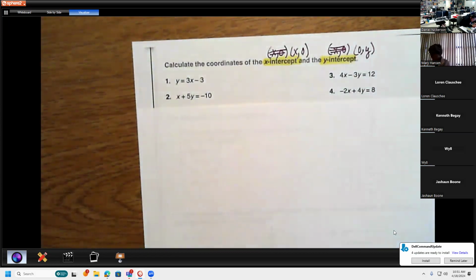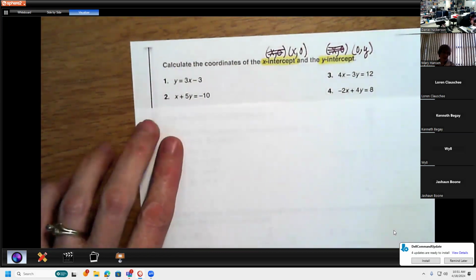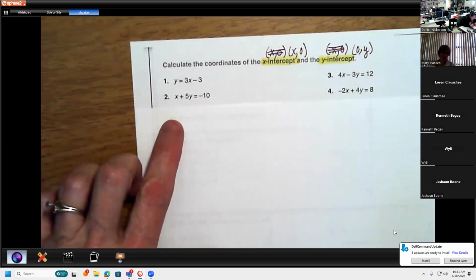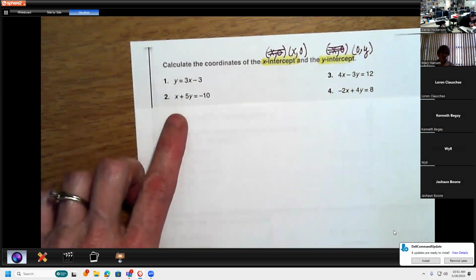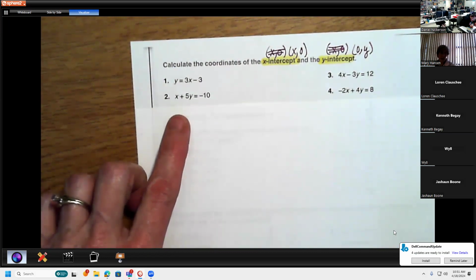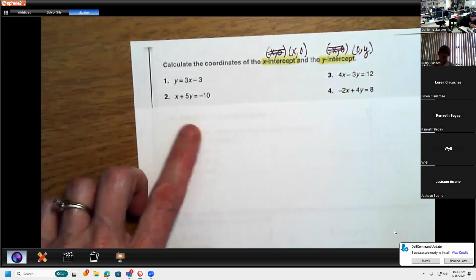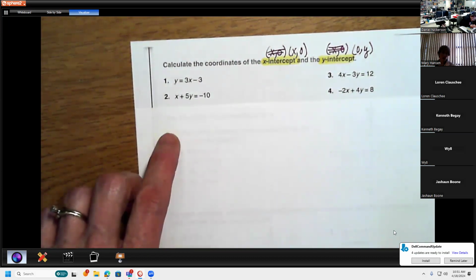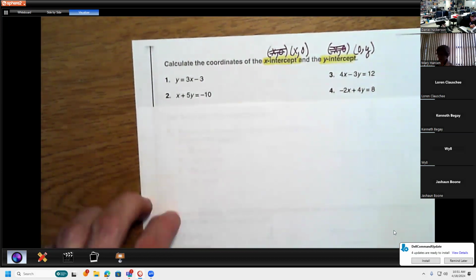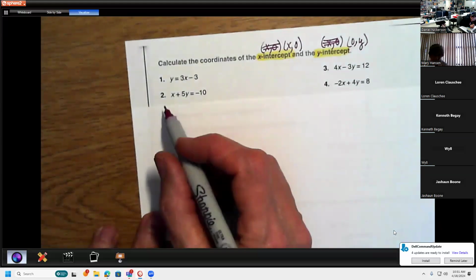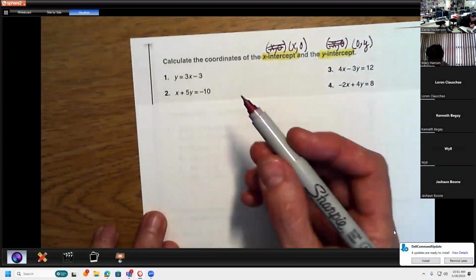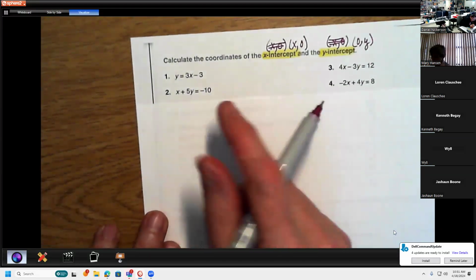So if it wants us to calculate and find the x and y intercept, basically it means I'm going to substitute in 0 for x, figure out what y is, and then I'm going to substitute in 0 for y and find out what x is so that I get 2 points, the x-intercept and the y-intercept. I don't have much room to work here since I write too big. So I'm going to start with number 2.